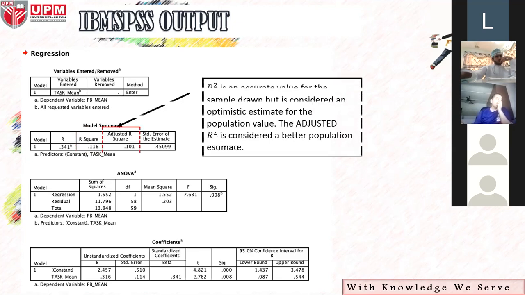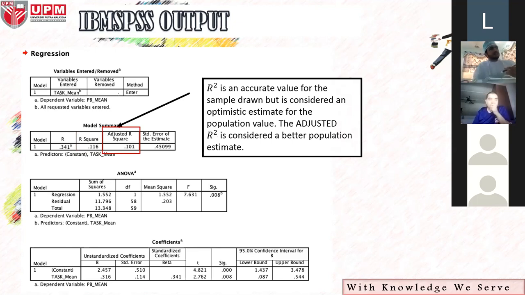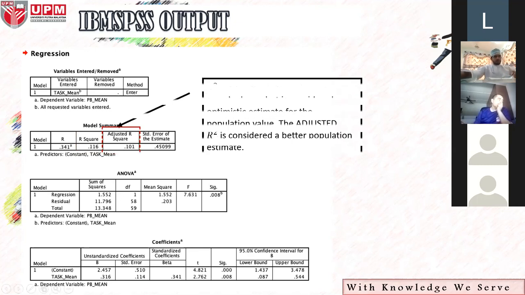Okay, and then based on the adjusted R square, adjusted R square is actually the more accurate value for the sample drawn, but it is considered an optimistic estimate for the population value. The adjusted R square is considered a better population estimate. So it depends, either you want to use R square or adjusted R square. You can choose either one. But people say that adjusted R square is more accurate.